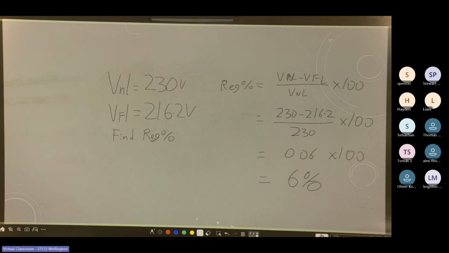Obviously, if you're not putting much of a load on the transformer, depending on how good your transformer is, the regulation is pretty good or pretty bad. You guys will have to do this when you come to do block course.